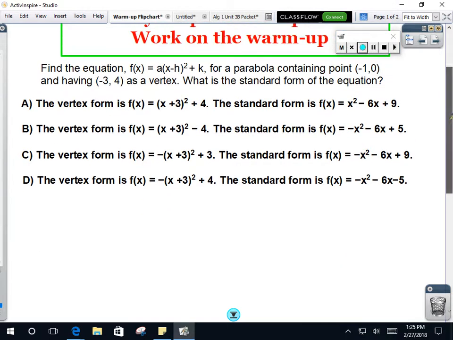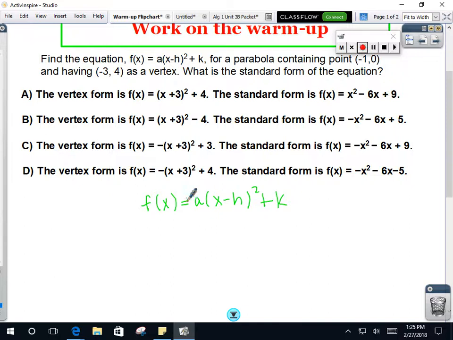Find the equation f of x equals a times x minus h squared plus k for a parabola containing the point -1, 0 and having -3, 4 as a vertex. And then the second part of the question says, what is the standard form of the equation? Well, they've given you this. F of x equals a times x minus h squared plus k, which is what kind of form for a parabola? Vertex form.